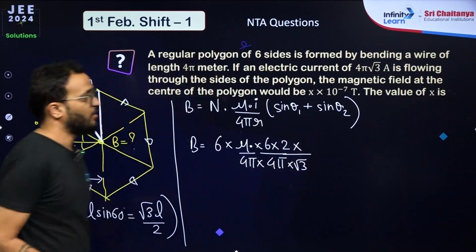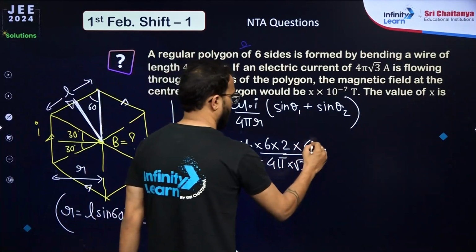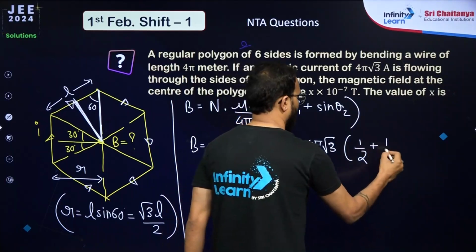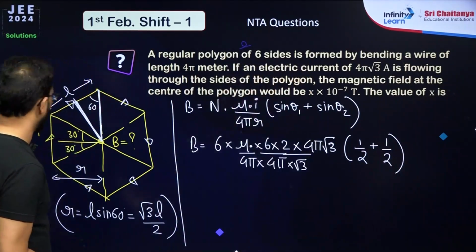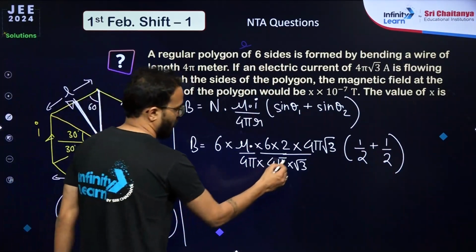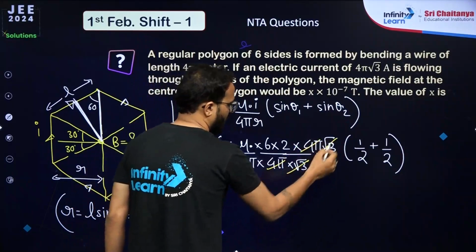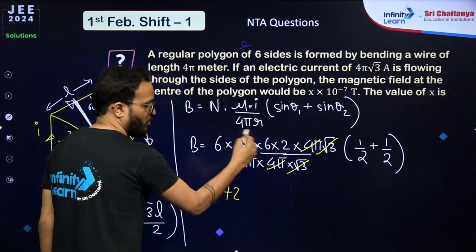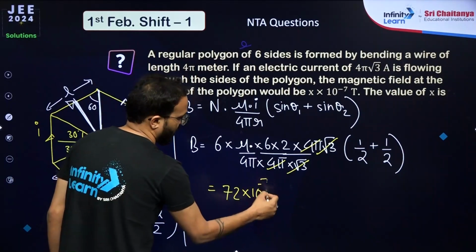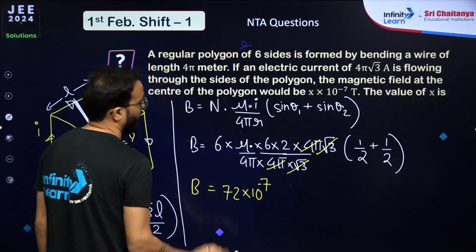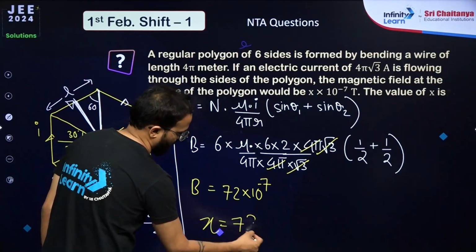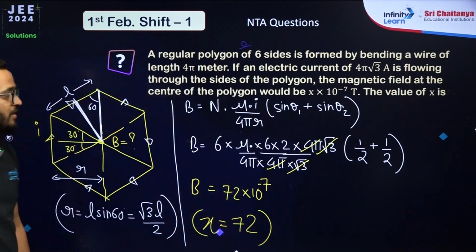into I. I is how much? 4 pi root 3. Okay? Into half plus half. Now we can solve it from here. You'll say, sir, this 4 pi, this 4 pi, this root 3, this root 3, 6 sixes are 36, into 2 is 72, into 4, and mu naught by 4 pi is 10 to the power minus 7. Right? So I guess x comes out to be 72 in this numerical. Cool.